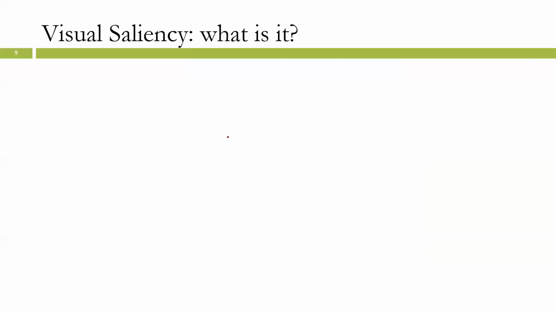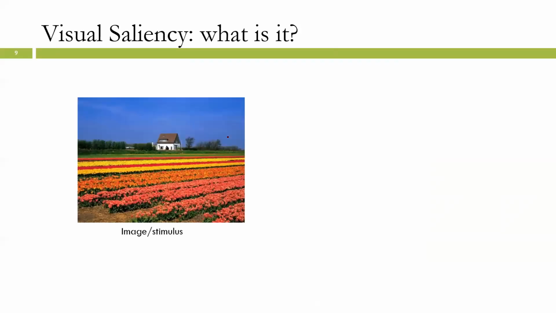Now I show you visual saliency. What is it? Well, I show you this image, also called the stimulus in psychology research. When I show you this image, may I ask you a question? What object is a salient object? What object is a main object? What object catches your attention? Which one?